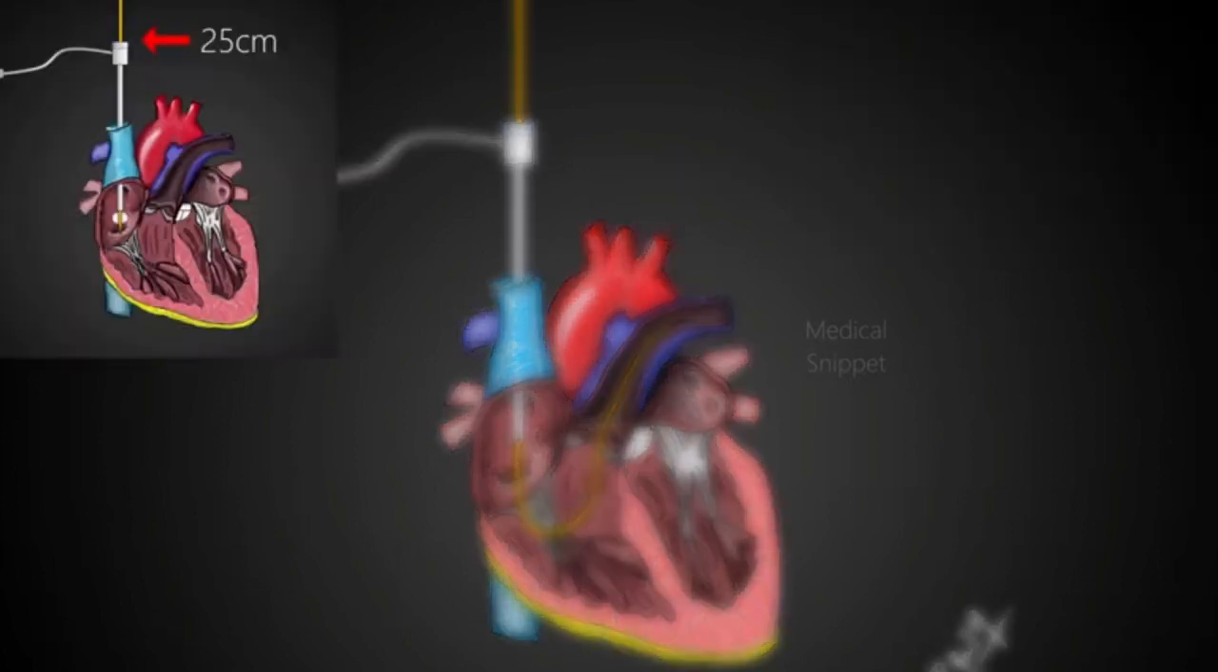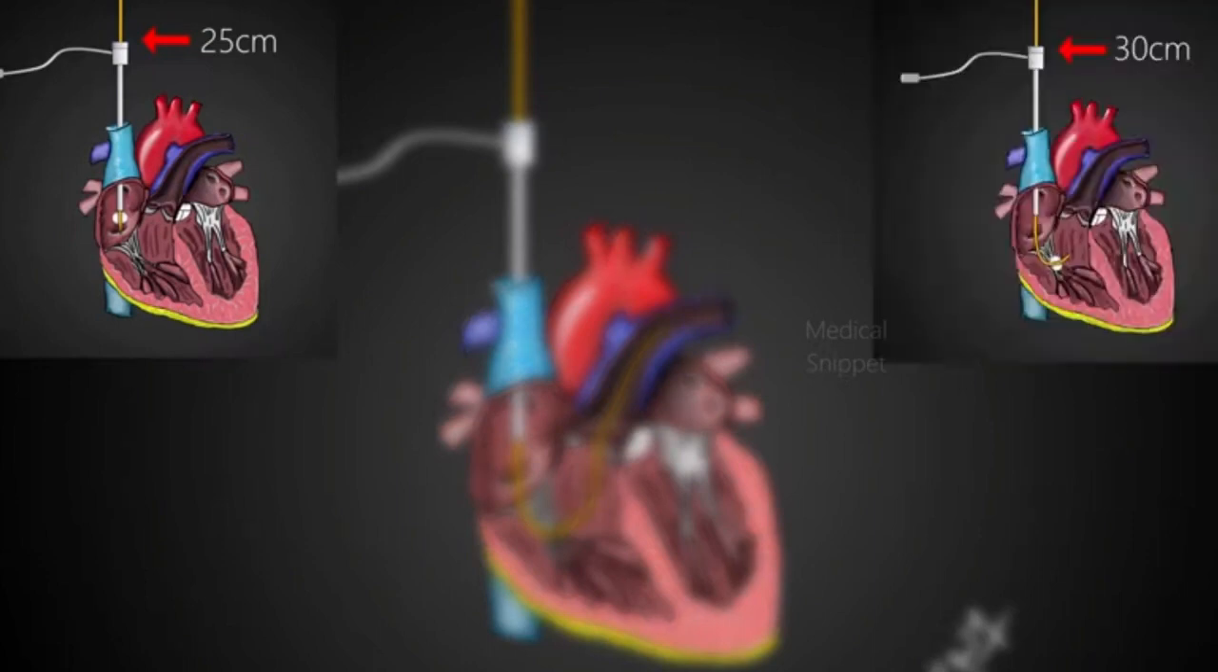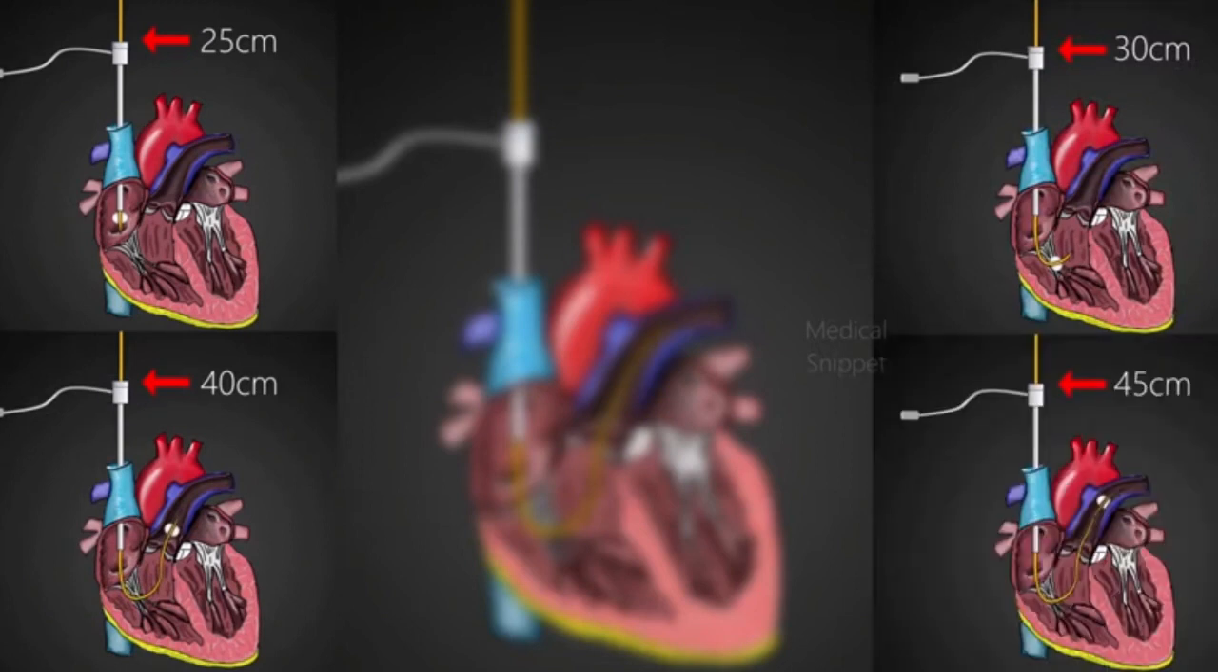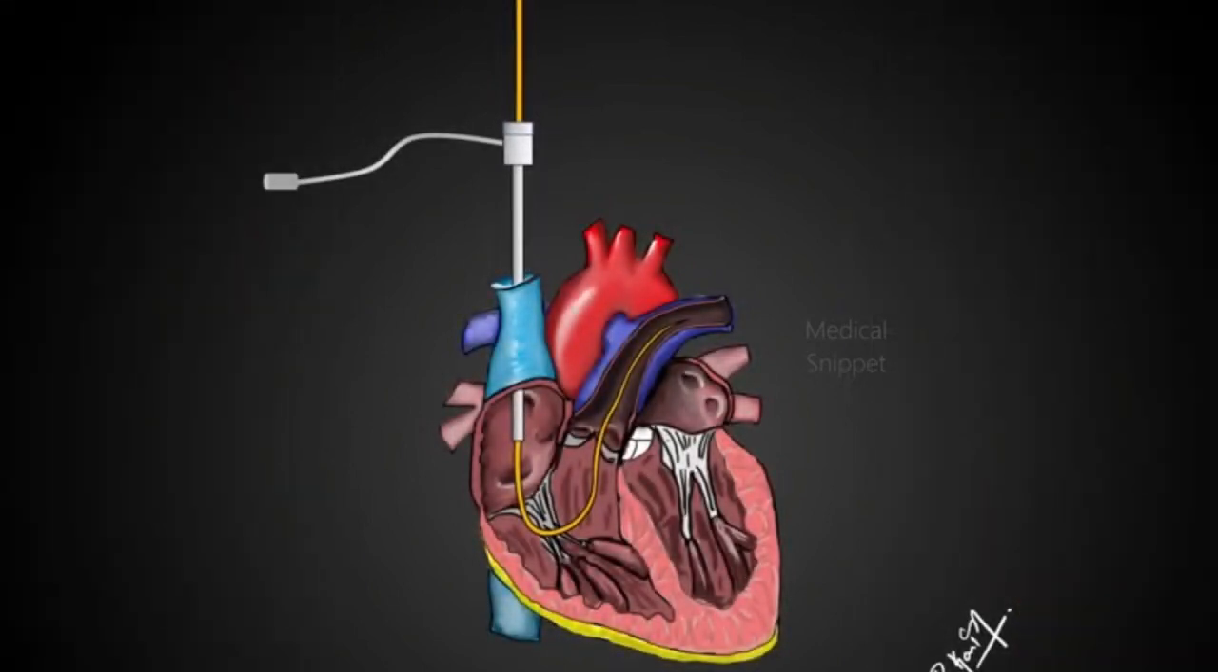Usually at 25 centimeters, you're in the right atrium. At 30 centimeters, you're in the right ventricle. At 40 centimeters, you're in the main pulmonary artery. And at 45, usually the distal pulmonary artery, where you can obtain a wedge. These are all approximations, and it obviously differs from patient to patient, depending on their height or their condition.